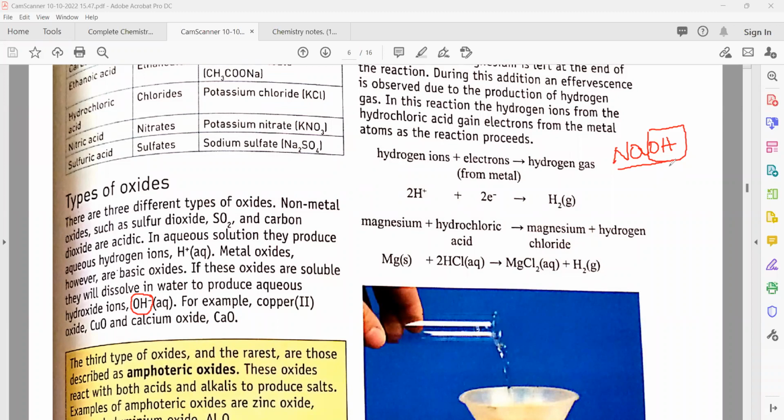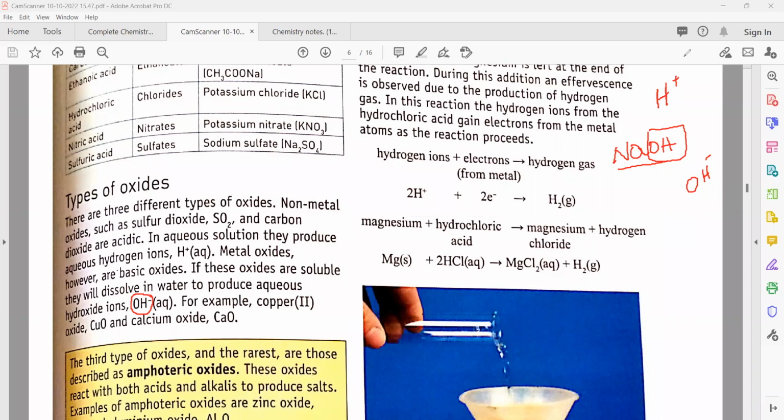And if H positive is present and given in the aqueous solution, that represents the acidic character. And if OH negative comes from anywhere, that's going to show you the basic character. Now, Ahmad, easy? Yes. Okay.